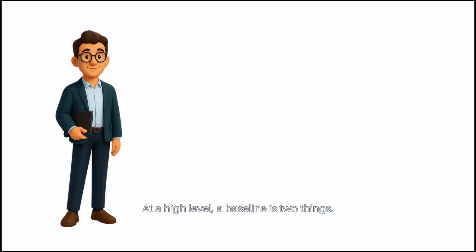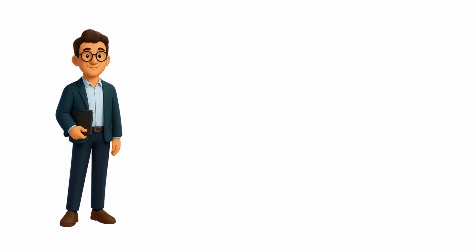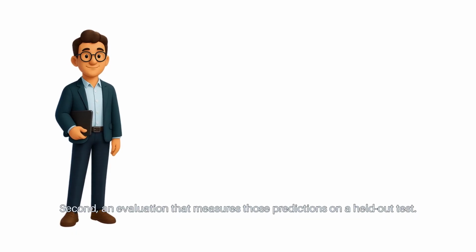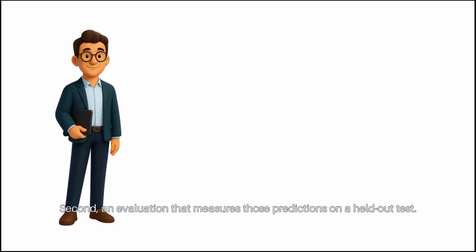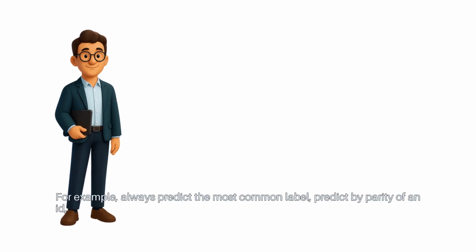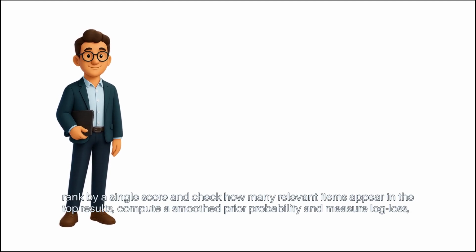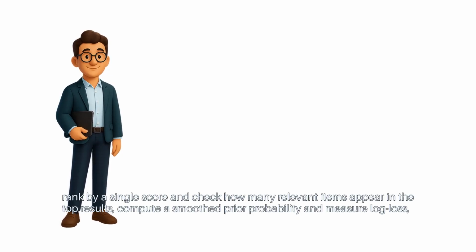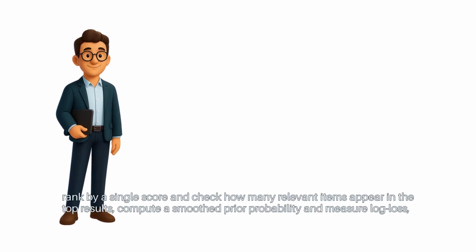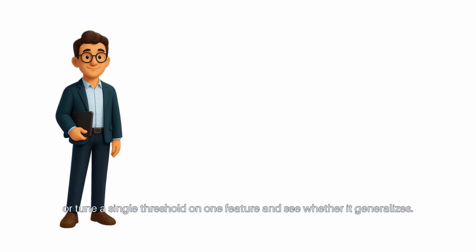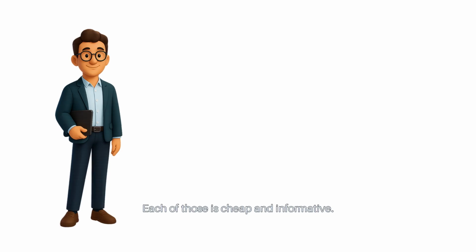At a high level, a baseline is two things. First, a compact rule that produces predictions without training a big model. Second, an evaluation that measures those predictions on a held-out test. For example, always predict the most common label, predict by parity of an ID, rank by a single score, and check how many relevant items appear in the top results. Compute a smooth prior probability and measure log loss, or tune a single threshold on one feature and see whether it generalizes. Each of those is cheap and informative.